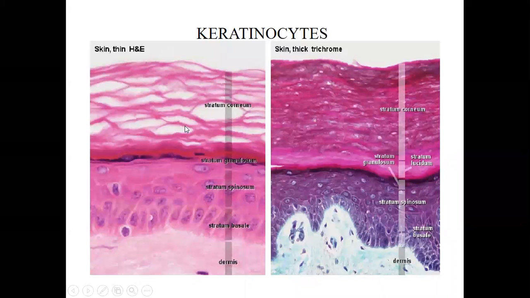Okay, so you can see here this is the thin skin, and this is the thick skin. The thin skin has 4 layers, with the absence of the stratum lucidum. But in the thick skin, we have 5 layers. There is a presence of the stratum lucidum in the thick skin.